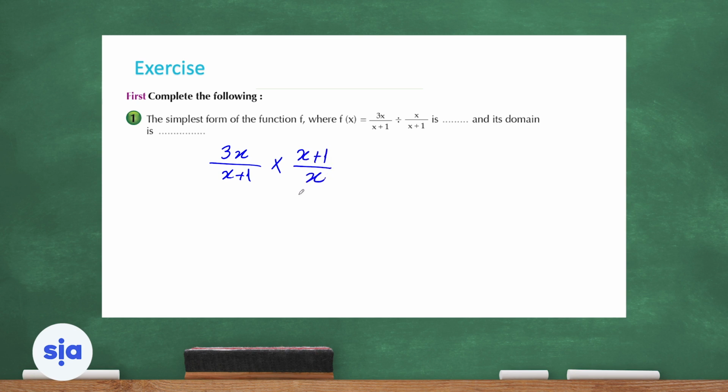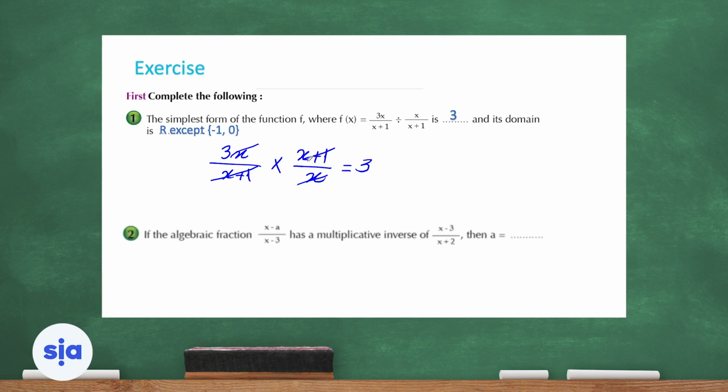Remember, before you cross out, you need to find the common domain. The domain in this case will be x cannot be -1 and 0 because of the second denominator. If you want to simplify this, x plus 1 would be crossed out with x plus 1, x would be crossed out with x, so the answer is 3. So let's see it together. Yes, the simplest form is 3, where the domain is R except -1 and 0.